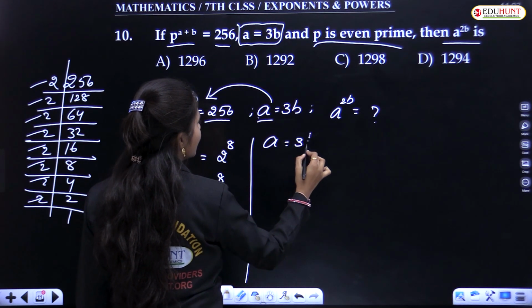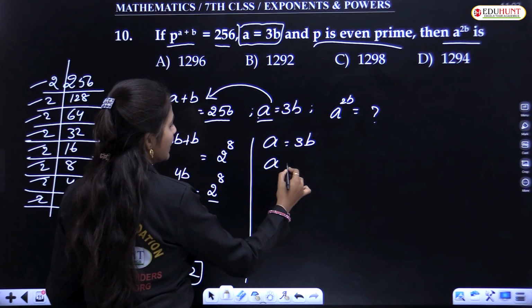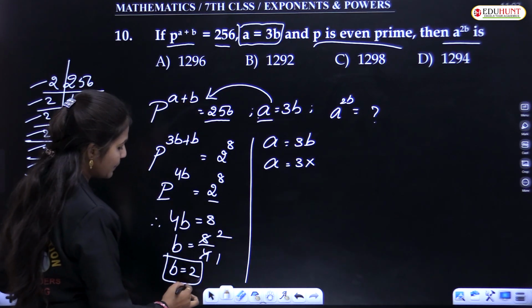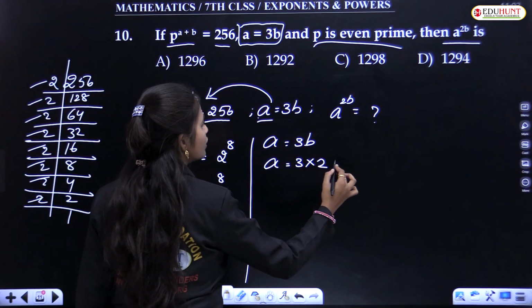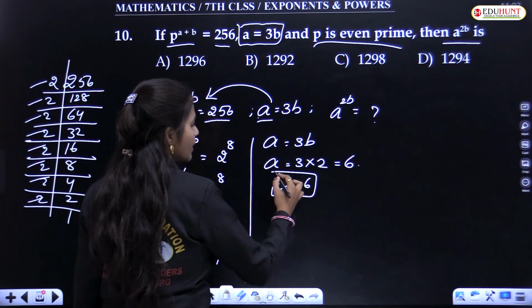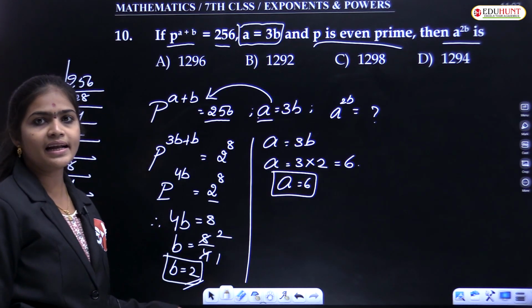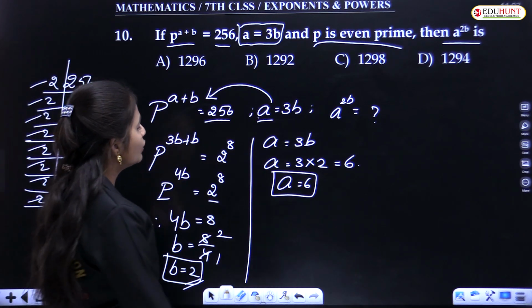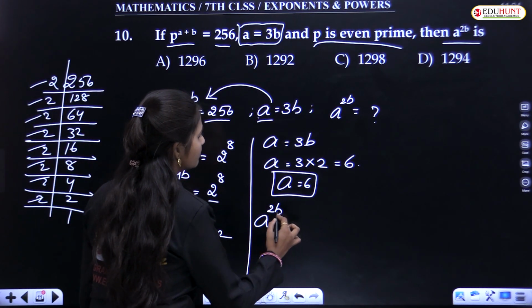A is equal to 3B, that is the condition they gave, no? So A is equal to 3 into, here B is equal to 2. Substitute that, and here you will get A is equal to 6. Now we have the values of A and B also. Now find the value of A power 2B.